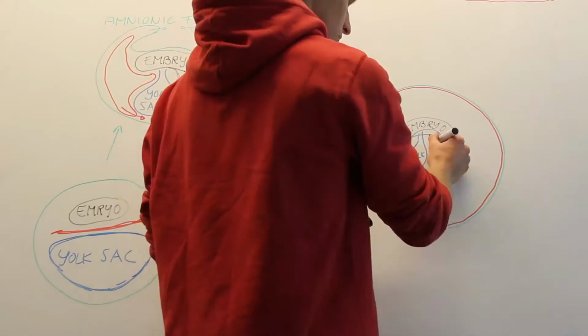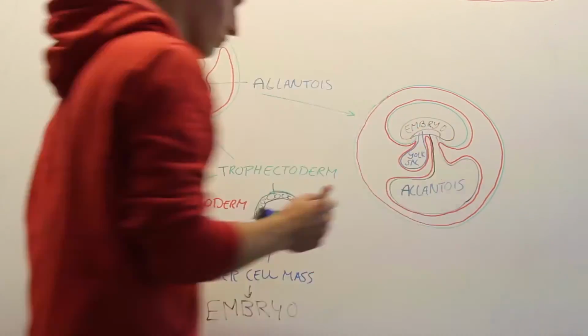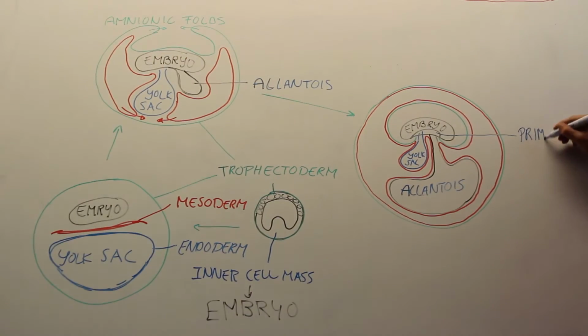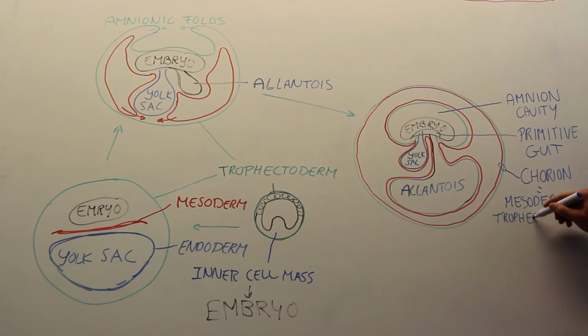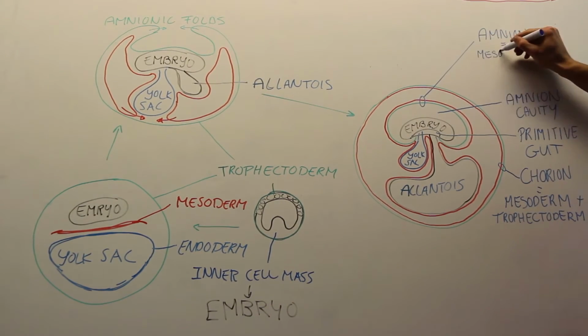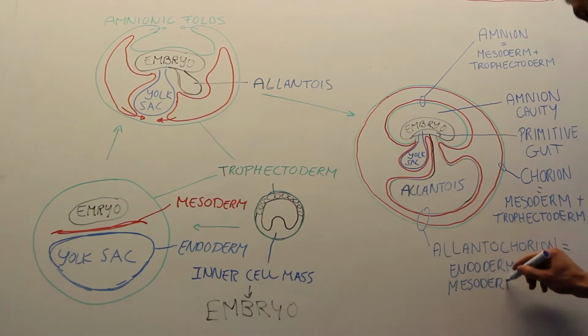The amniotic folds fuse, creating the chorion and amnion. These are composed of mesoderm and trophectoderm. The amnion creates the amnion cavity. The allantois and chorion fuse, creating the allantochorion. This consists of endoderm, 2 layers of mesoderm, and trophectoderm.